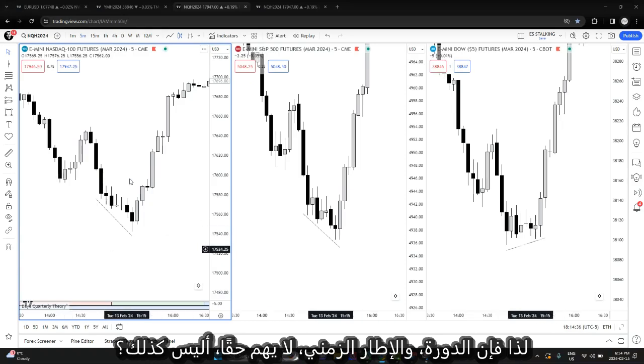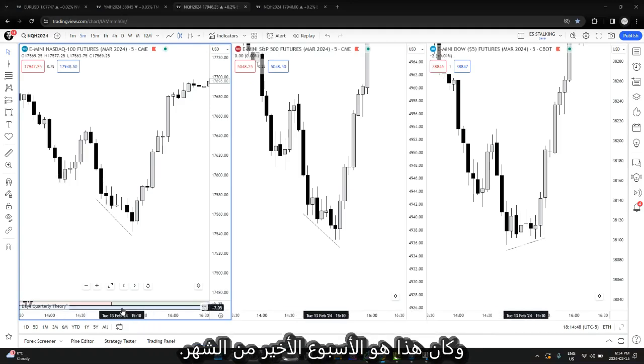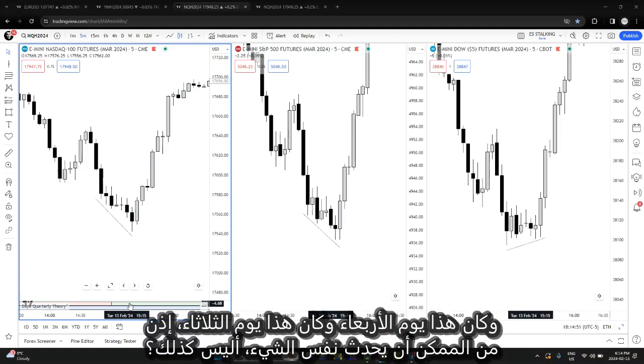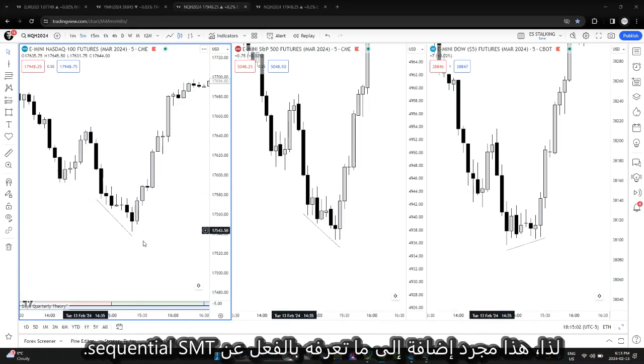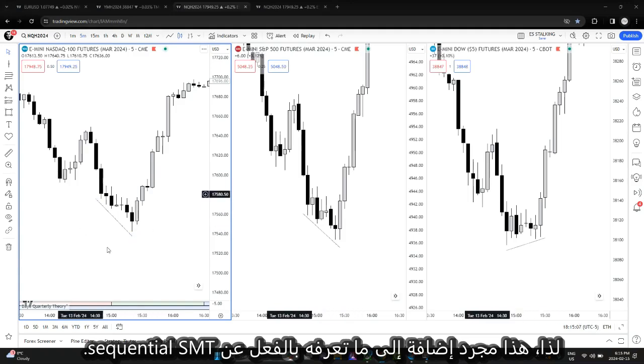So the cycle, the time frame, doesn't really matter, right? If this was the last week of the month, which is the shaded blue area here, and this was Wednesday and this was Tuesday, then the same thing could happen, right? So this is just an addition to what you already know about sequential SMT.